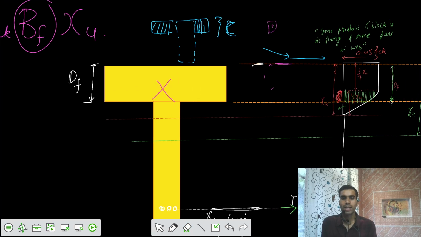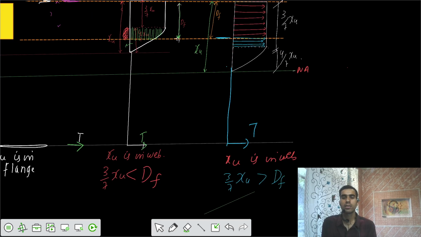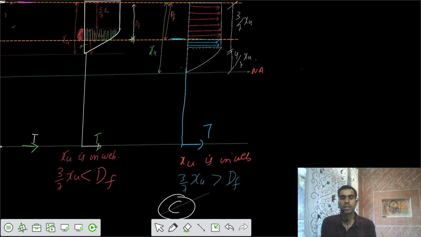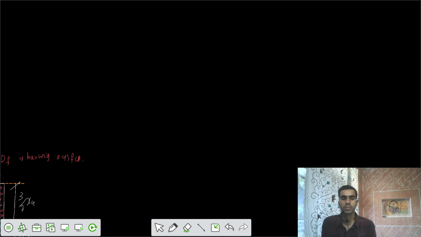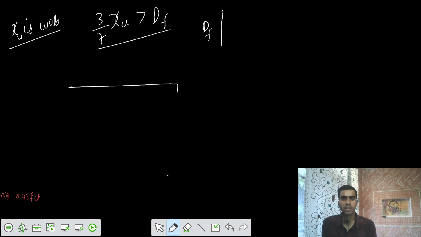Okay. Now for the second case, let's talk about the third case first. Let's say this is the third case, case C. Let's talk about case C, where XU is in the web portion. That means if XU was in the web portion, and 3/7 of XU was greater than DF. That means if this is DF, yeah, let's have the diagram.